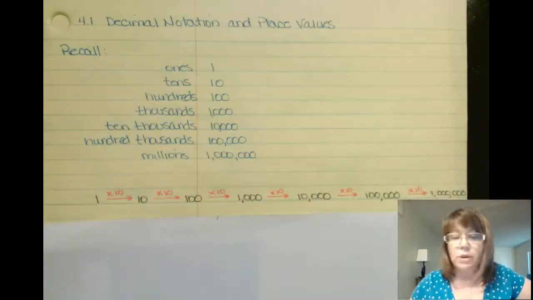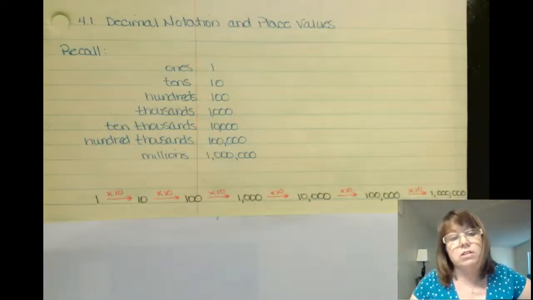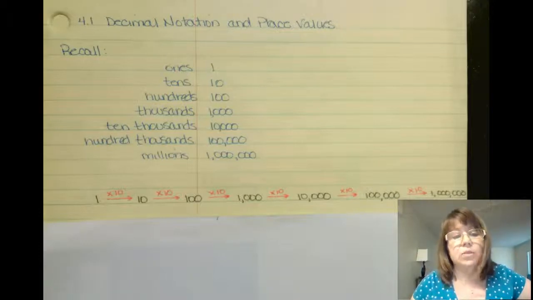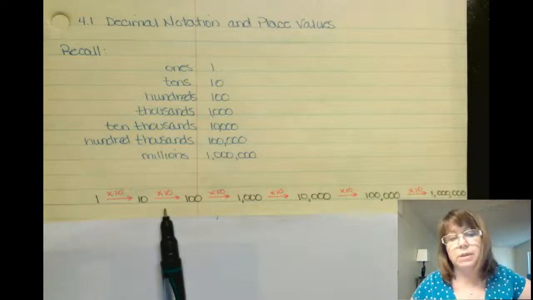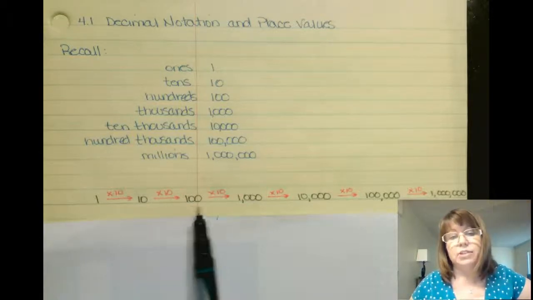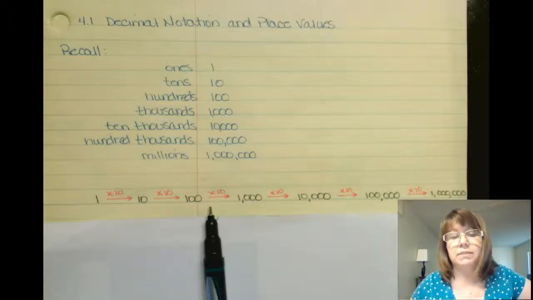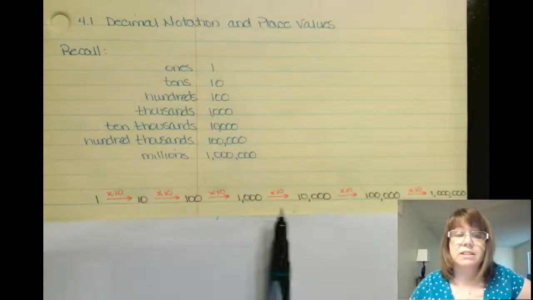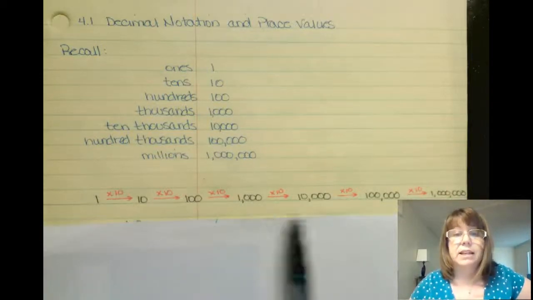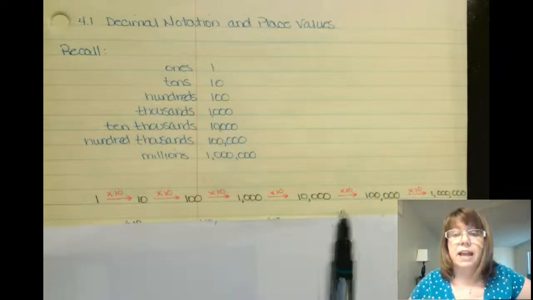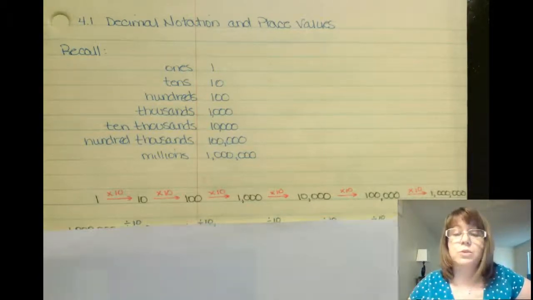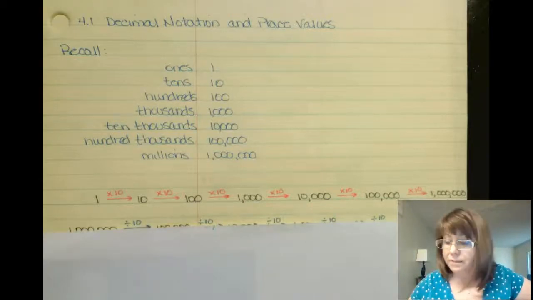So let's think about what we're doing. To get from 1 to 10, we multiplied by 10. And 10 to 100, we multiplied by 10. And 100 to 1,000, we multiplied by 10. 1,000 to 10,000, we multiplied by 10. 10,000 to 100,000, we multiplied by 10. And 100,000 to 1,000,000, we multiplied by 10.